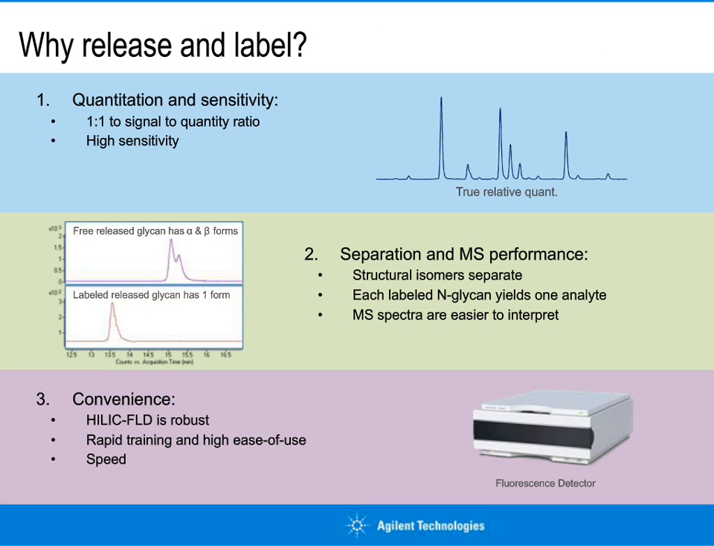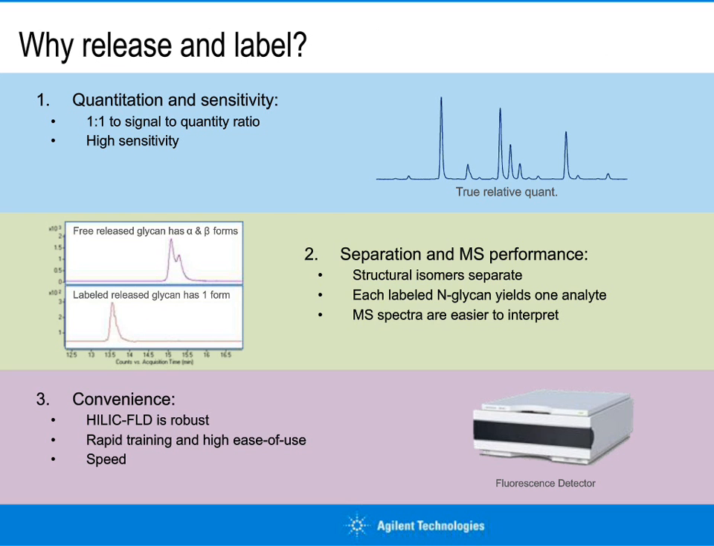HILIC with fluorescent detection is a robust method with high convenience. The laboratory experience is nearly identical to performing reversed phase chromatography with a UV detector, so training is relatively easy and many labs will already have most of the instruments that are required.